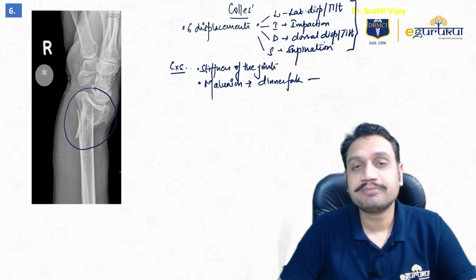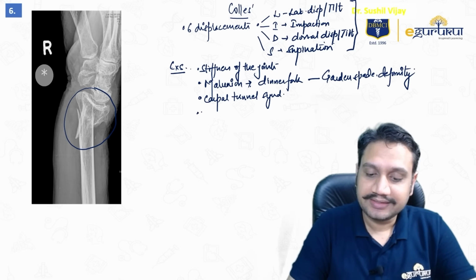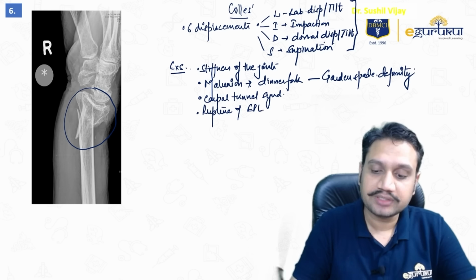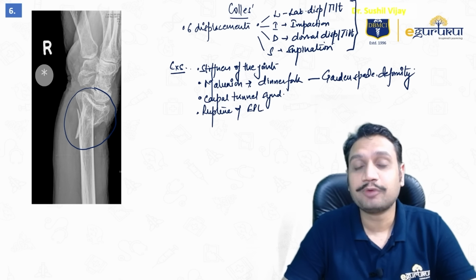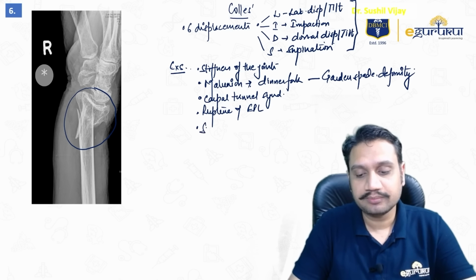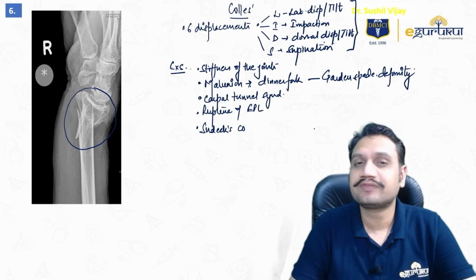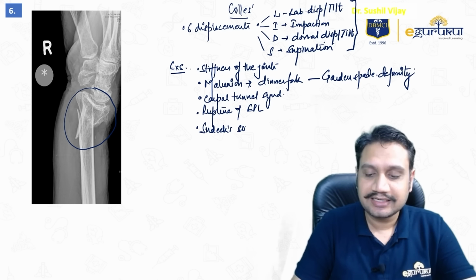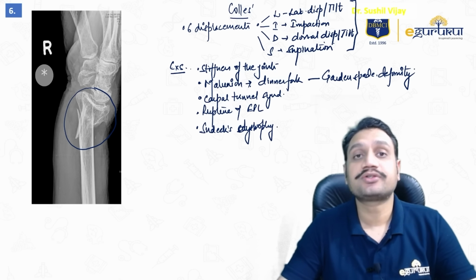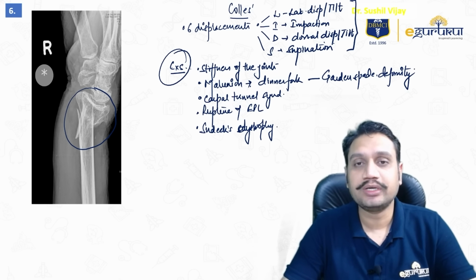Other complication, one I have already told you, this can cause a compression of the median nerve. So this can produce carpal tunnel syndrome. Then it can rupture one tendon. Which tendon? The rupture of extensor pollicis longus. And in long term, it can produce a complication because of hyperactivity of the sympathetic tone, and that is Sudeck's dystrophy. That's what you call a Sudeck's dystrophy. So remember the complications of Colles.